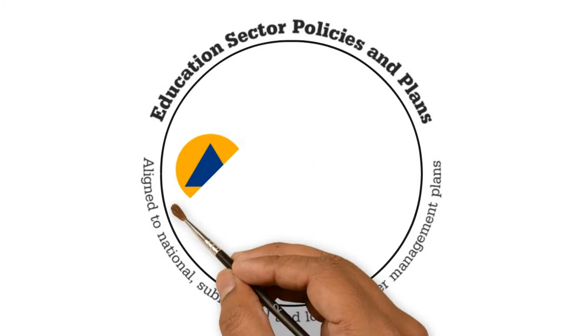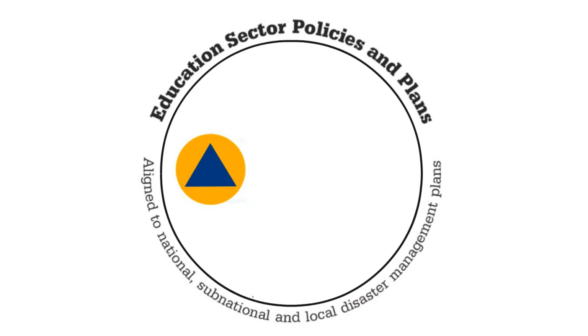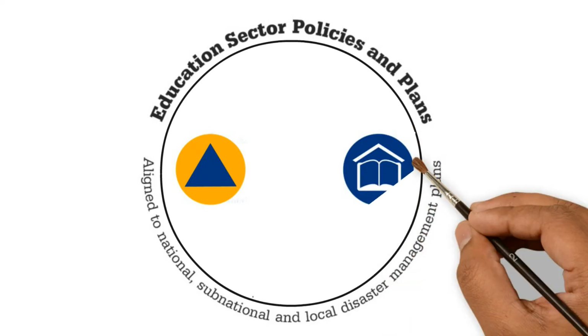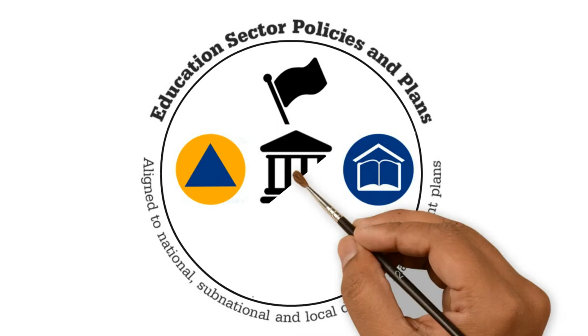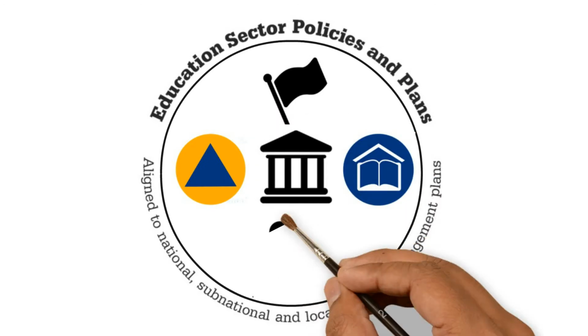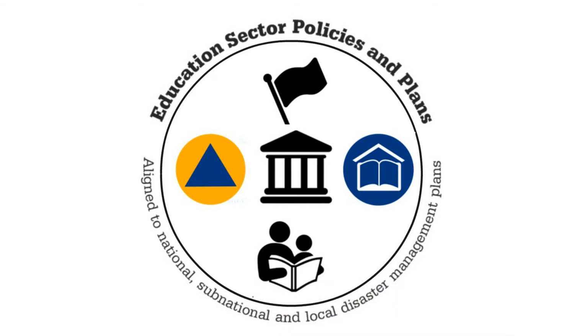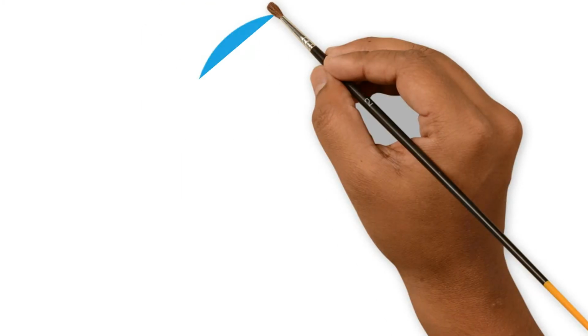In this image, the blue triangle represents the disaster management sector with their traditional civil defense icon, and the building and book represent the education sector. The flag represents national level, the columned building the subnational level, and the adult and child reading represents the school or community level. So in other words, we're bringing together these 2 sectors, education and disaster management, at all levels.